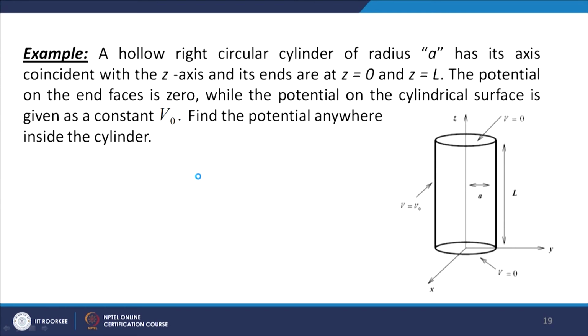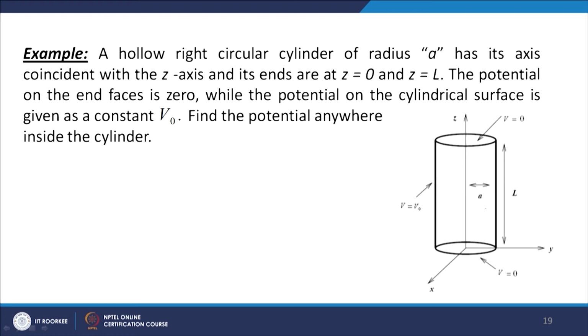Now let us consider a hollow right circular cylinder of radius a, which has its axis coincident with the z axis, and its ends at z equal to 0 and z equal to L. The potential on the end surfaces is 0, and the potential on the cylindrical surface is given as a constant V naught. Now we have to find the potential anywhere inside the cylinder.